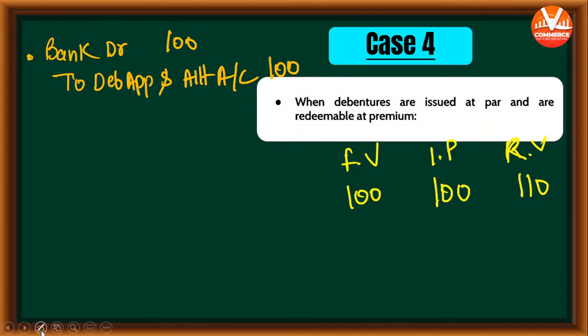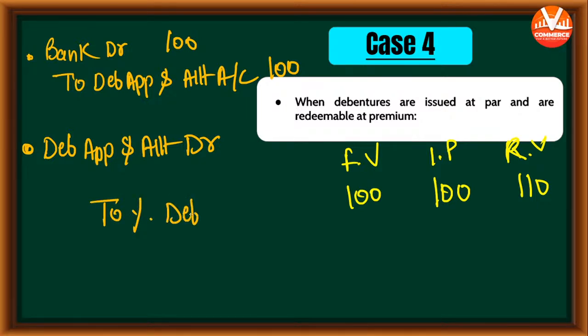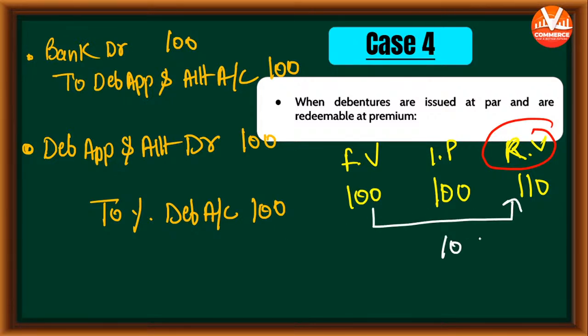Now, the second entry is when the application money is transferred to the percentage debenture. The entry is debenture application and allotment debit to percentage debentures account. Debenture application and allotment debit 100 to percentage debenture, face value is 100. This is the normal entry. Now, there is premium also. The debentures are redeemable at 10 rupees premium. This is premium on redemption.